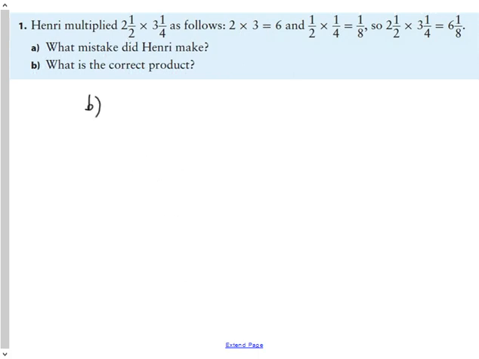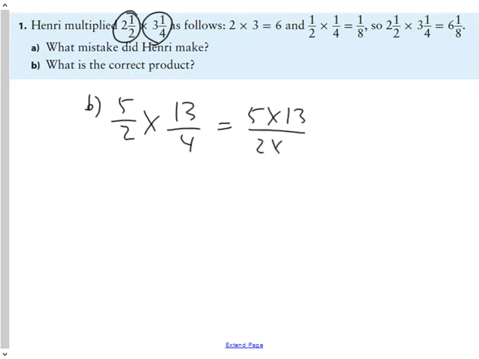Well, for B, he should have taken 2.5 and changed it to an improper fraction, changed 3.25 to an improper fraction, and then simply multiplied it using the procedure that we talked about. Take your numerators and multiply them together. Take your denominators and multiply them together. You get 65 over 8, which is an improper fraction. Then say, well, how many 8s in 65? There's 8 of them. That's 64, which means there's 1 left over. And your answer is 8 and 1/8.